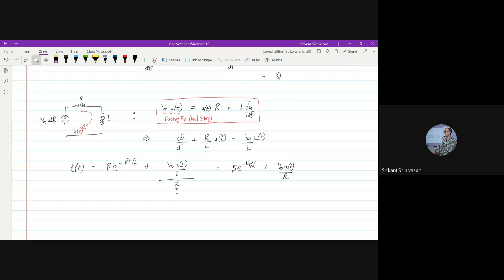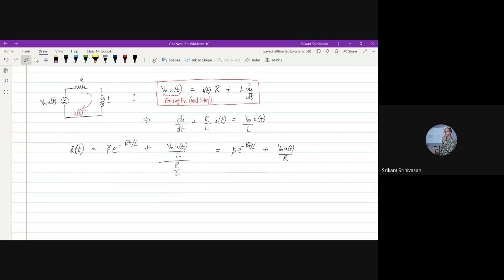Now how do I find out what is the value of beta? So I have to apply the boundary condition. Can anyone tell me what should be the boundary condition that I should apply now? Time t equals 0 and time t. Okay, at time t equal to 0, what should I write?